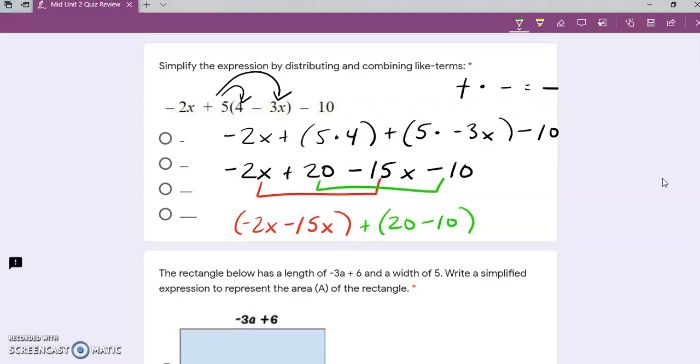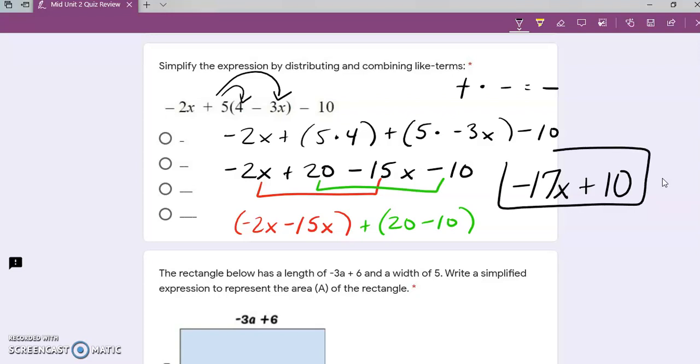So now I have to combine these like terms and then find out what my final answer will be. So negative 2x minus 15x equals negative 17x. And a plus 20 minus a 10 is going to still keep me with a positive 10. So this is my final answer here. Negative 17x plus 10.